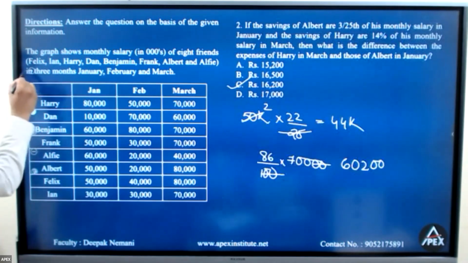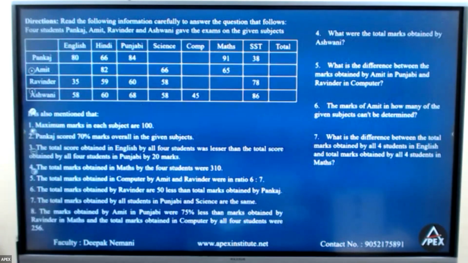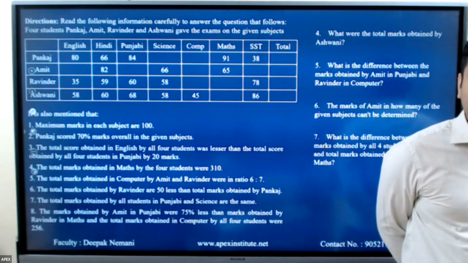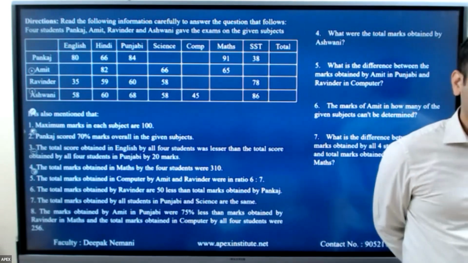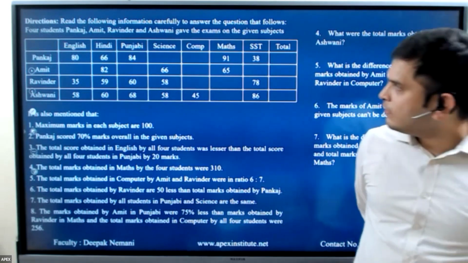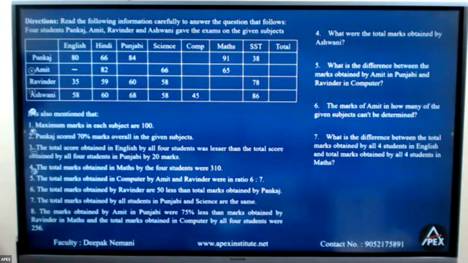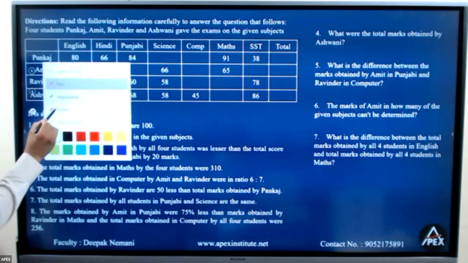Okay, moving ahead. Coming to this question, how many of you attempted this? How many of you wasted time in this question? Sir, there was a dash in English for Amit, so I assumed he did not write the exam. That wasted me like 15 minutes. The total score obtained in English by all 4 students was lesser than the total score. It was not tallying up, so I messed it up for 15 minutes. It was wasted.